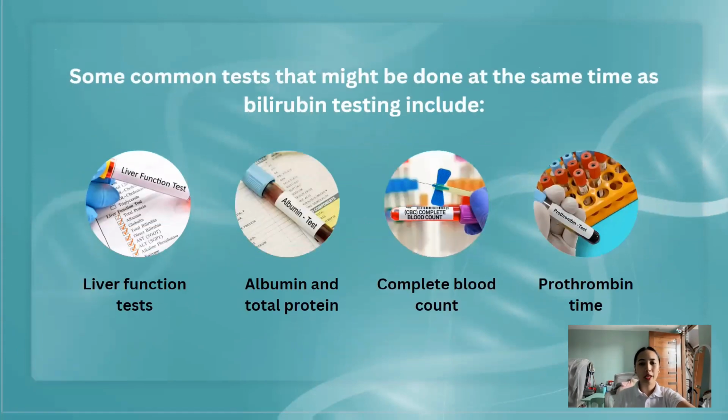Some common tests that might be done at the same time as bilirubin testing include: first, the liver function test, a blood test that measures certain enzymes or proteins in your blood. Second, albumin and total protein. It is the level of albumin, a protein made by the liver. A total protein shows how well your liver is making certain proteins. These proteins are necessary for your body to fight infections and perform other functions. Third is the complete blood count.